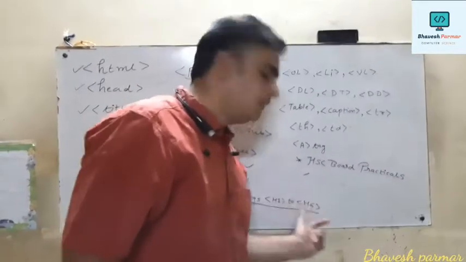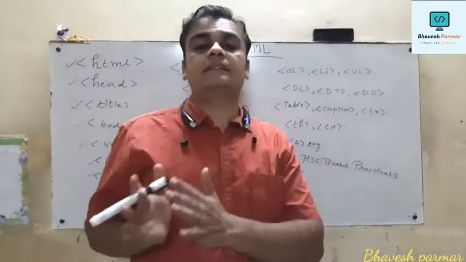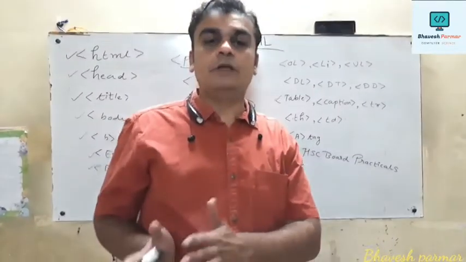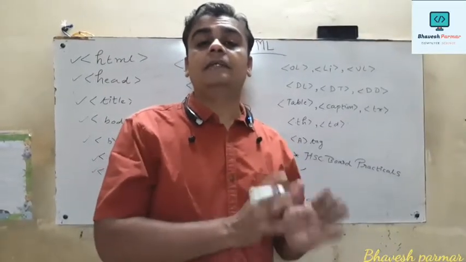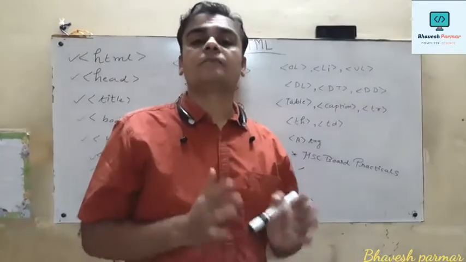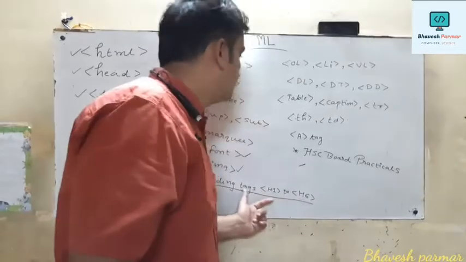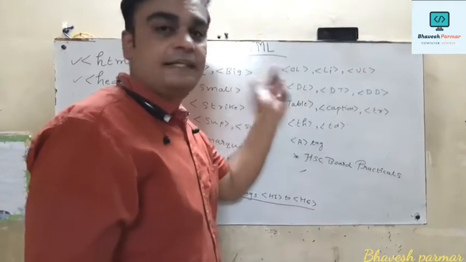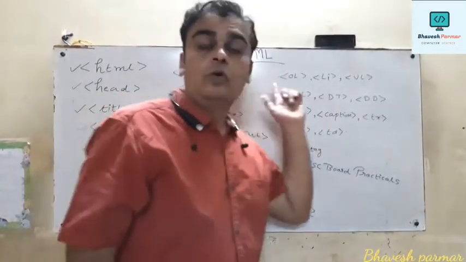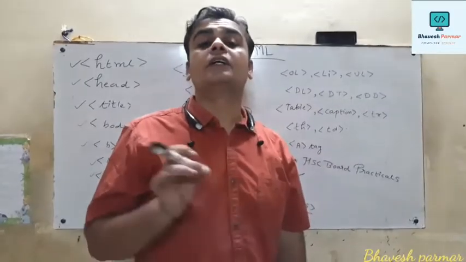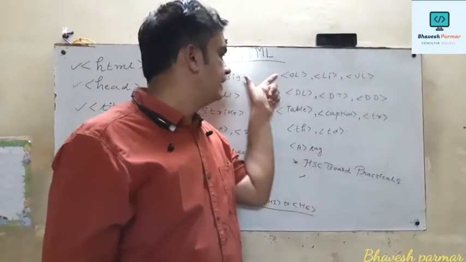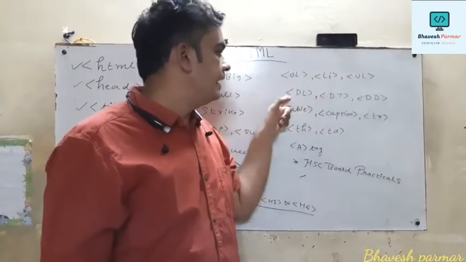So again I repeat, H1 to H6, these are the 6 heading tags provided by HTML that help to display the text with different font sizes. Thereafter, the next tag is the OL tag. Now the OL tag represents an ordered list, and we already studied the OL tag, UL tag, DL tag.